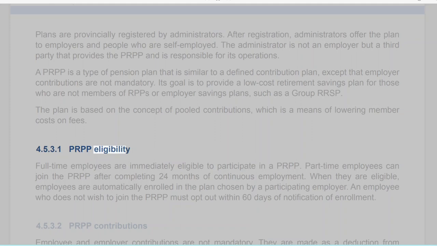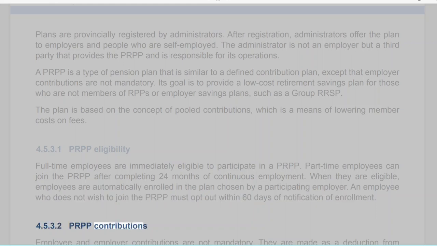4.5.3.1 PRPP eligibility. Full-time employees are immediately eligible to participate in a PRPP. Part-time employees can join the PRPP after completing 24 months of continuous employment. When they are eligible, employees are automatically enrolled in the plan chosen by a participating employer. An employee who does not wish to join the PRPP must opt out within 60 days of notification of enrollment.